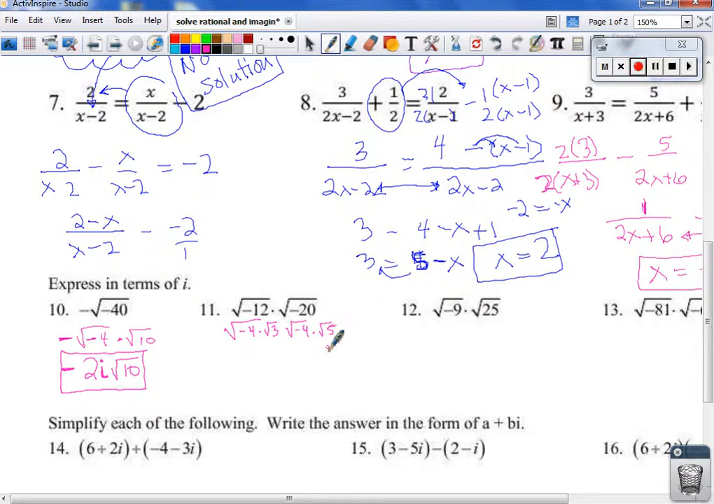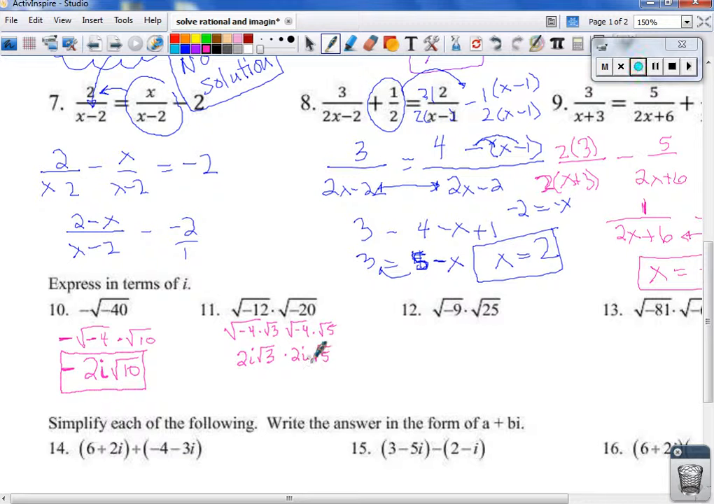Okay, so whenever we're trying to simplify radicals, we're looking for perfect square multipliers. So negative 4 times 3, 4 is a perfect square. So this square roots to 2i. This square roots to 2i also.